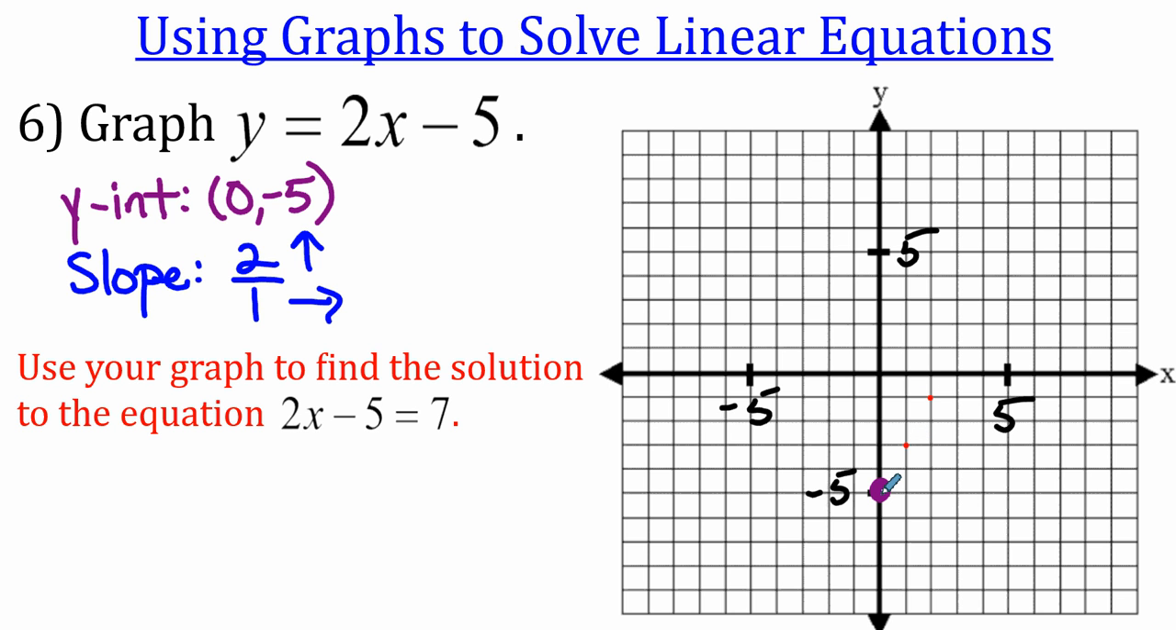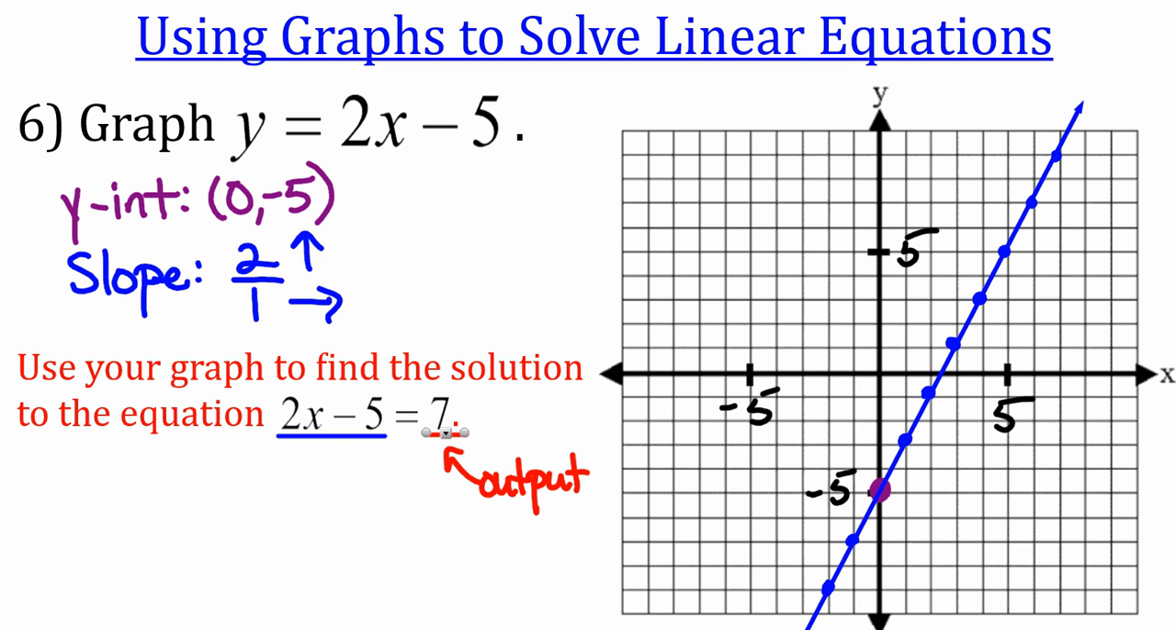And again, if you want points to the left of your y-intercept, reverse your slope. Go down 2 and to the left 1. Again, lines are continuous, so you want to connect those points. So here's our function, y equals 2x minus 5. Now we want to use it to find the solution to the equation 2x minus 5 equals 7.